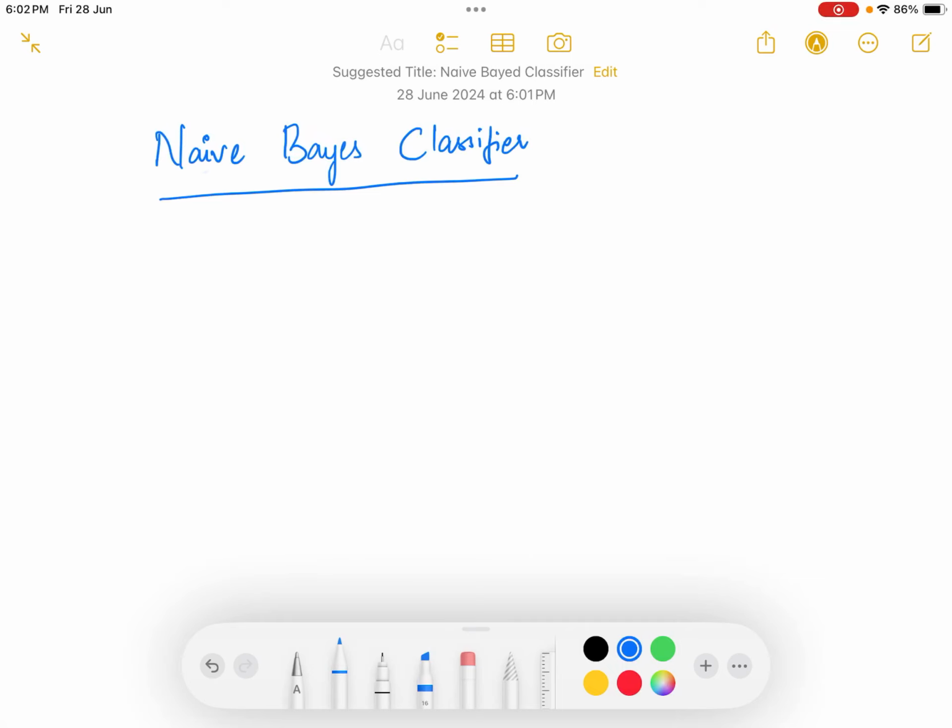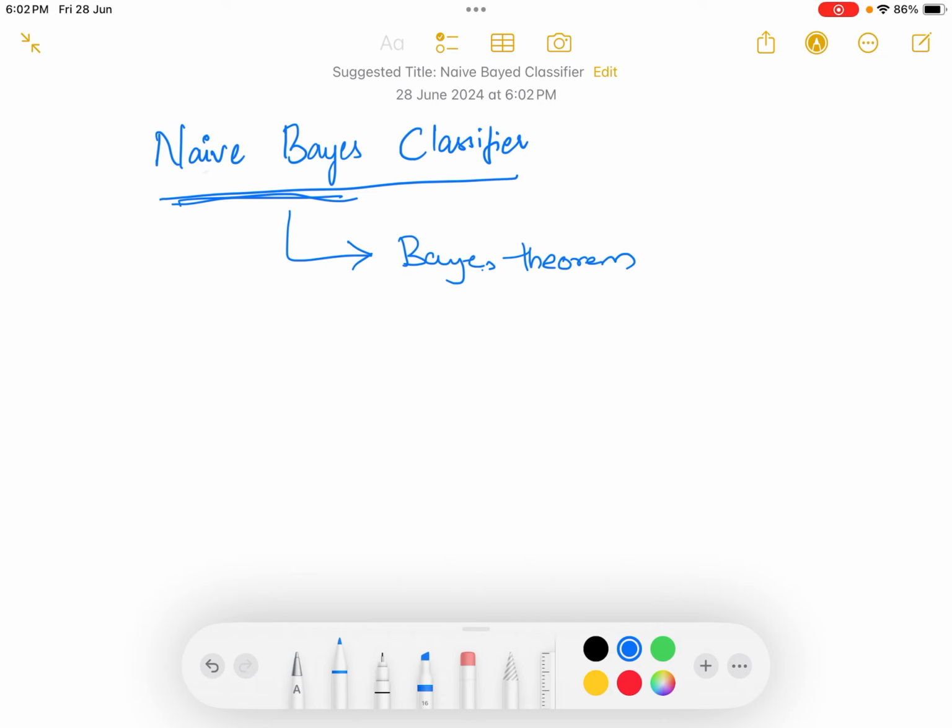In this video, we will see about naive-Bayes classifier. Here, the term naive-Bayes is based on Bayes theorem. The whole idea of naive-Bayes classifier is how to use Bayes theorem as a classifier.